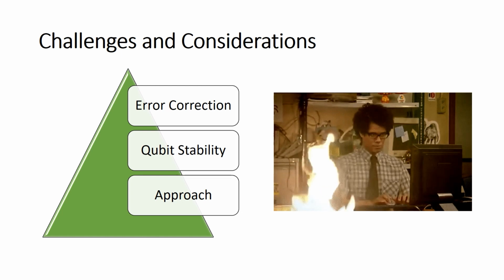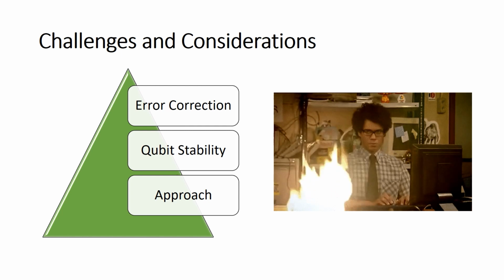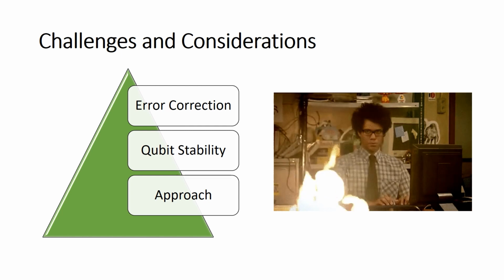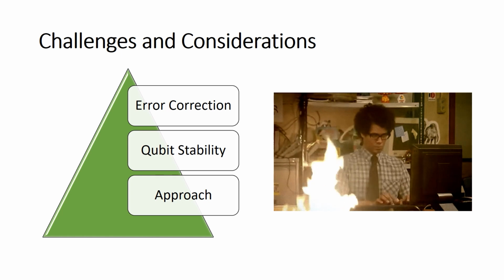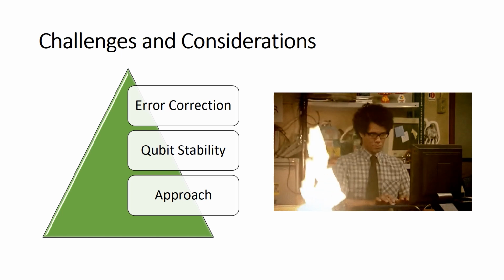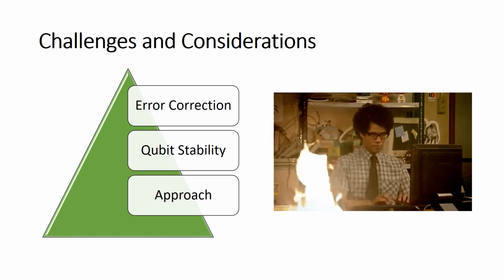Choosing the right approach is pivotal as well. Quantum computing research spans various approaches from superconducting qubits to trapped ions and topological qubits. Each approach has its strengths and limitations. For instance, superconducting qubits are known for their scalability, while trapped ions excel in qubit coherence. The choice of this approach depends on the specific quantum application, but researchers must navigate these considerations.